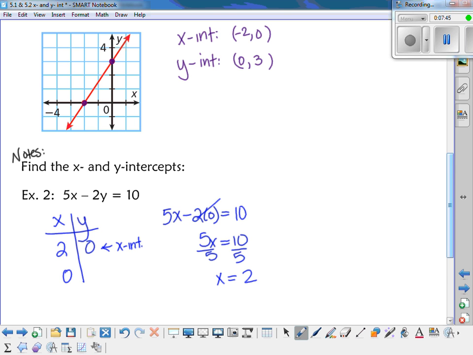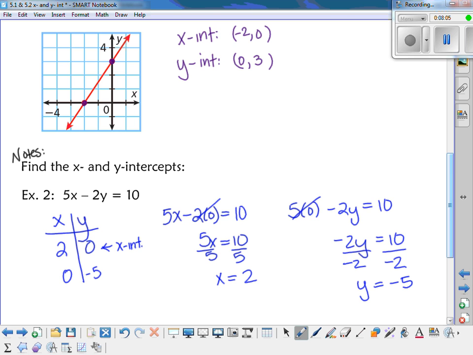Then I plug in a 0 for x. So 5 times 0 minus 2y equals 10. 5 times 0 is 0. It just goes away. So I have minus 2y is equal to 10. We divide by -2. And so I get y is equal to -5. So 0, -5 is my y-intercept.